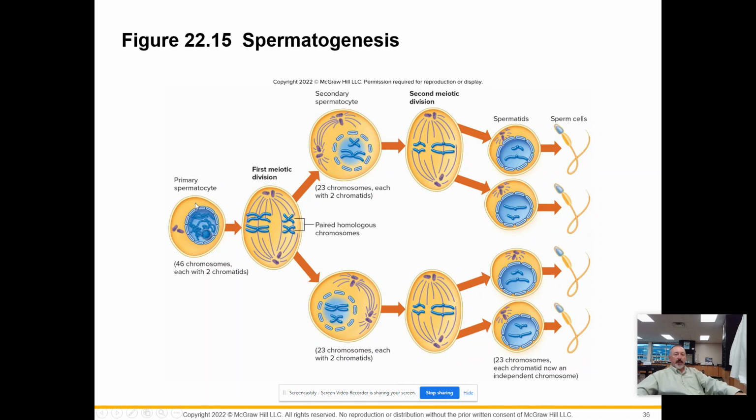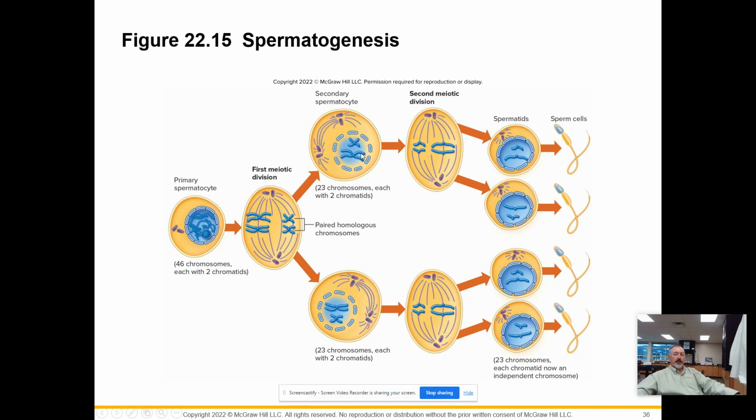We have the primary spermatocyte. Notice that we have 46 chromosomes. Here we're forming the tetrad. This area is going to be separating. These are replicated homologous chromosomes. So this is a homologous chromosome to this. This is a chromatid, chromatid, chromatid, chromatid. This process of the first meiotic division is separating the homologous chromosomes.